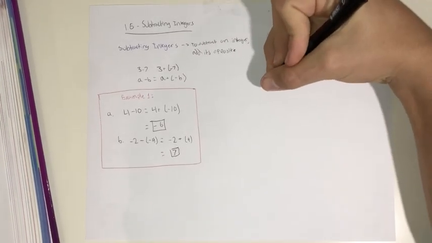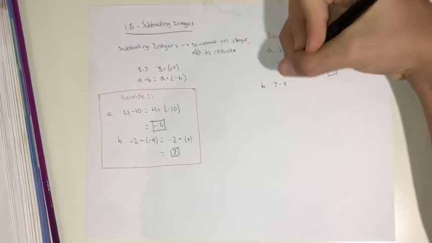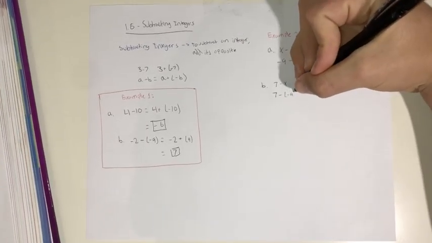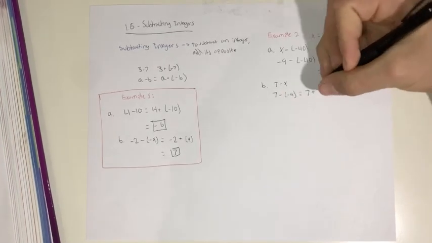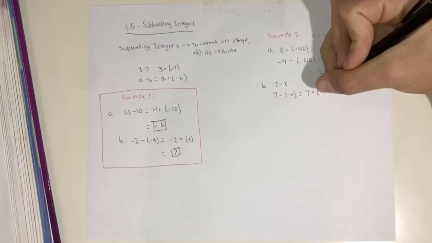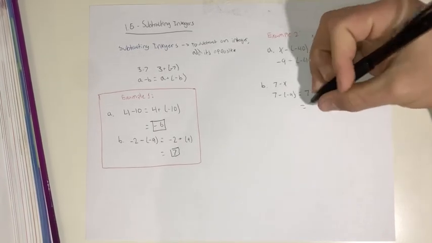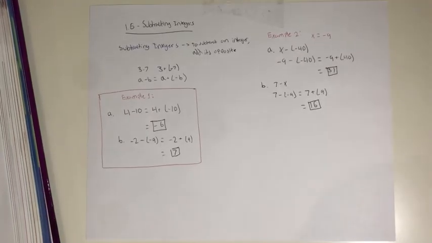In B, we get 7 minus x, which you could rewrite as 7 minus negative 9. Which you could rewrite as 7 plus negative 9's opposite, so 9. Negative, negative, positive. This would equal 16. Which brings us to example 3.